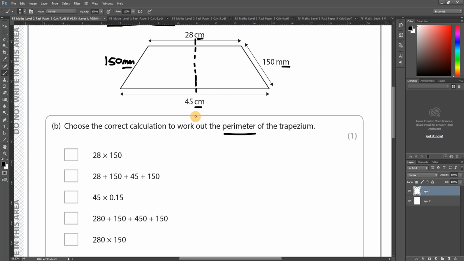When you change everything to millimeters, that's going to be 280, and that's going to be 450 millimeters. So now when you add them all together, it's definitely that one there, that fourth option. So just put a tick in that box for an extra mark. Let's move on to the next question.